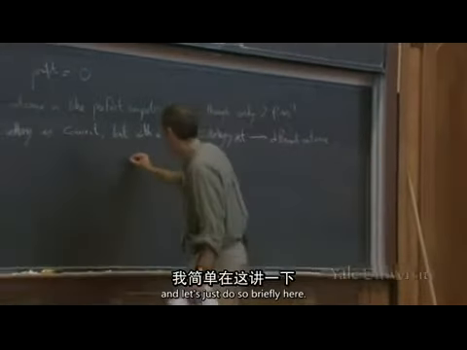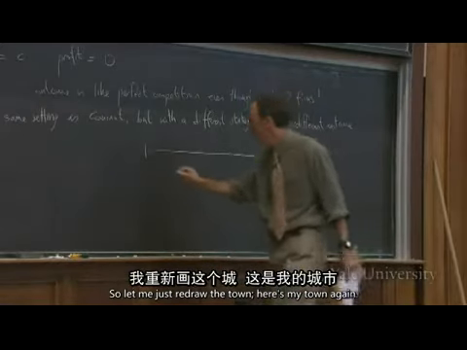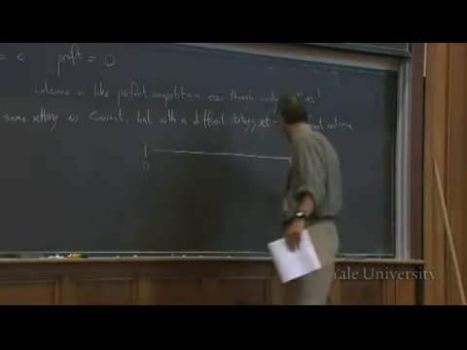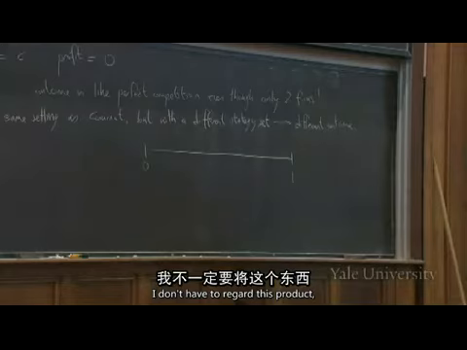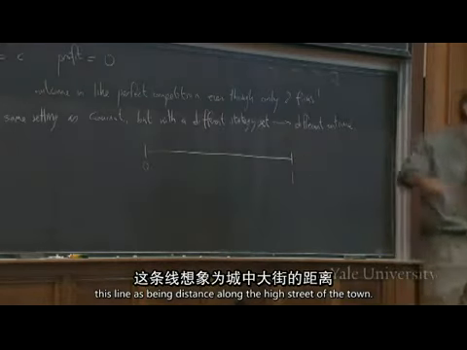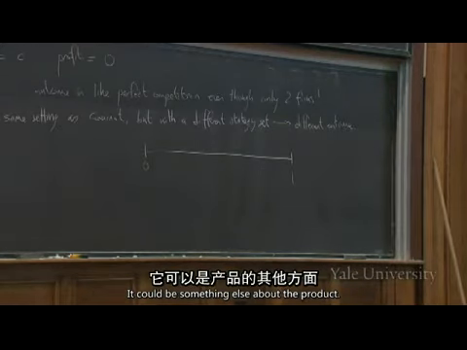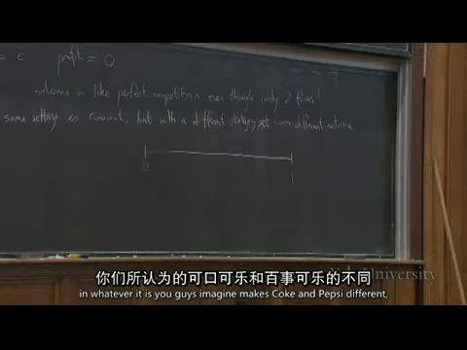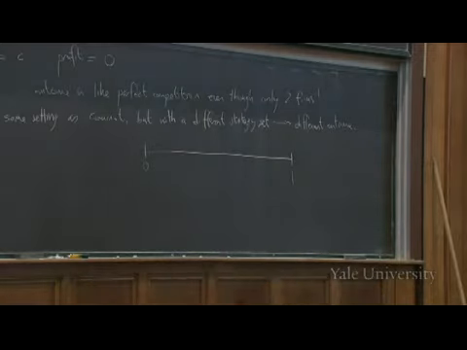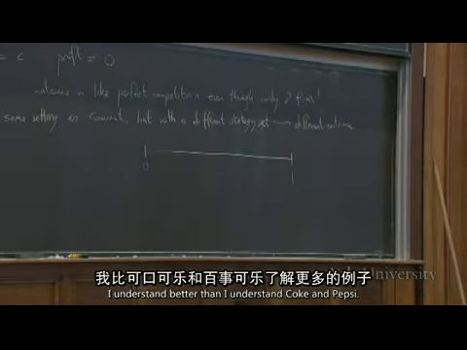Let's just do so briefly here. So let me just redraw the town. Here's my town again. I don't have to regard this line as being distance along the high street of the town. It could be something else about the product. So for example, in whatever it is you guys imagine makes Coke and Pepsi different, it could be that thing. I don't quite know what that is, but whatever that is. Let me take an example that I understand better than I understand Coke and Pepsi.